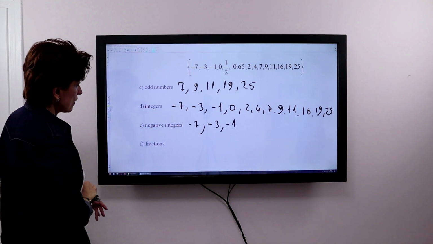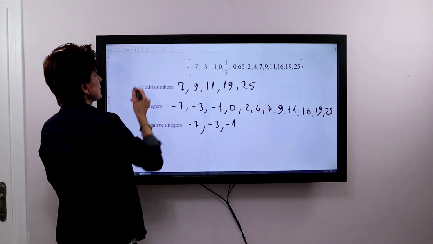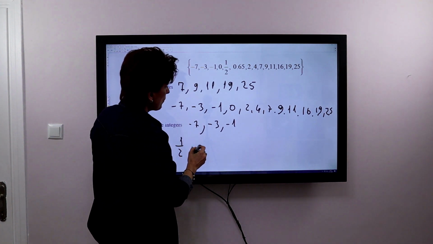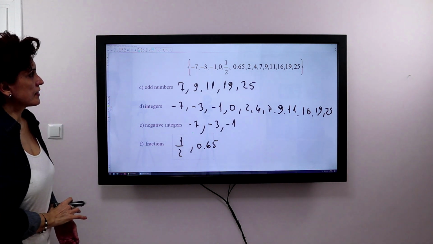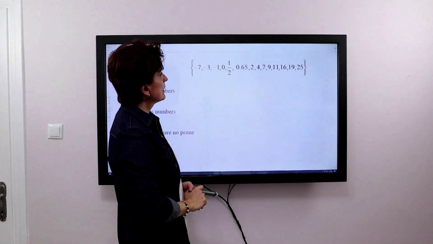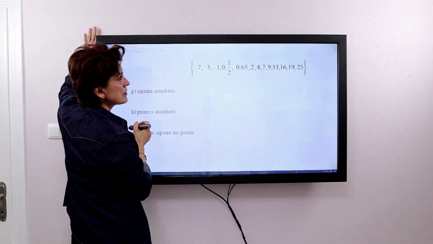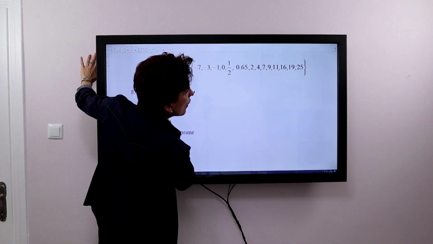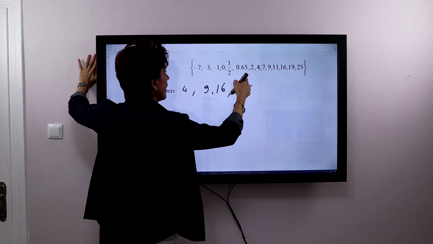Anyway, here, fractions. What are the fractions here? 1 over 2 is a fraction, 0.65 is a fraction, that's it, right? That's it. Okay. Square numbers. I think you can pause me for a while and write the square numbers, and you can check your answer with my answer. 4, first one. There is a 1 there. 6, 9. 16 and 25. Got it?